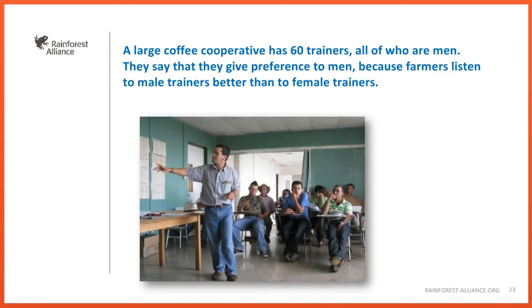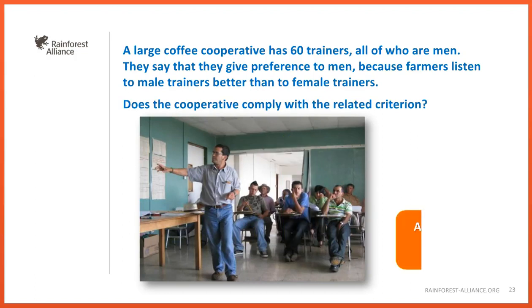Next quiz. A large coffee cooperative has 60 trainers, all of whom are men. They say that they give preference to men because farmers listen to male trainers better than they do to female trainers. Does the cooperative comply with the related criterion?